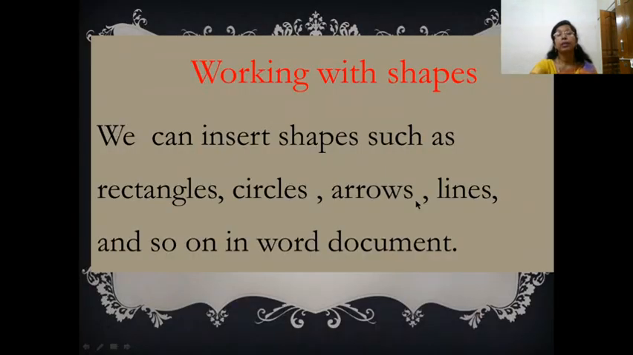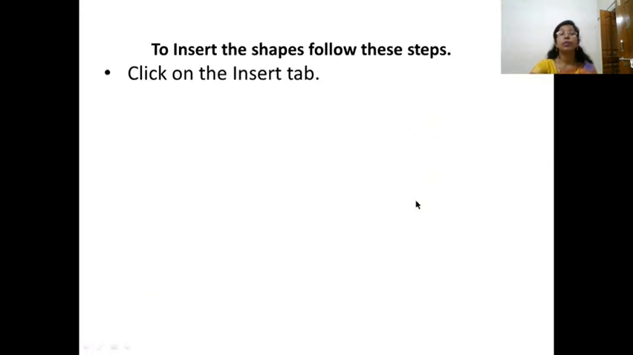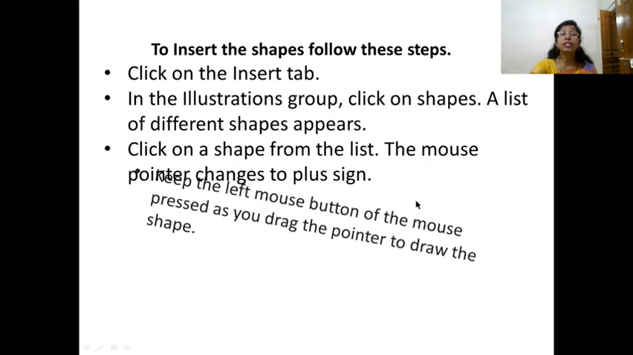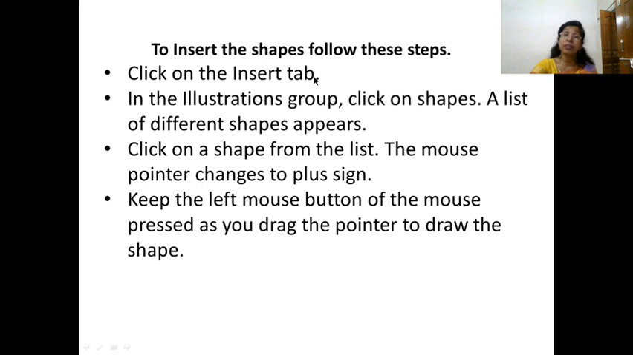Now we will see the steps. Click the Insert tab first, then Illustrations group, click on Shapes, then select a shape, then keep the left mouse button pressed and drag the pointer to draw the shape. Okay, the shape will be inserted.